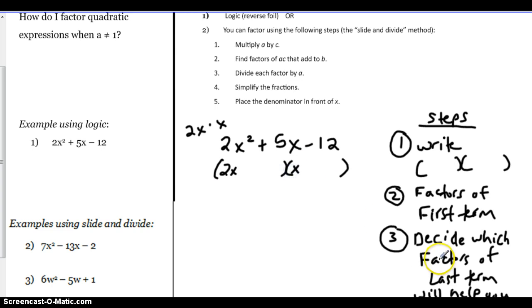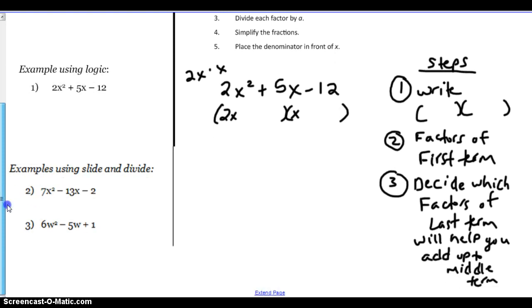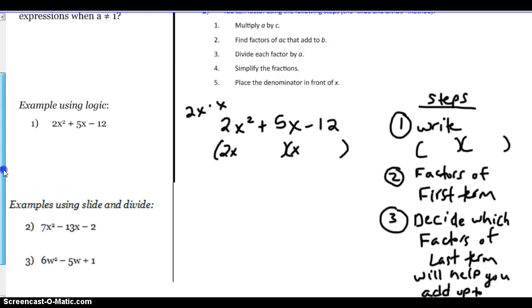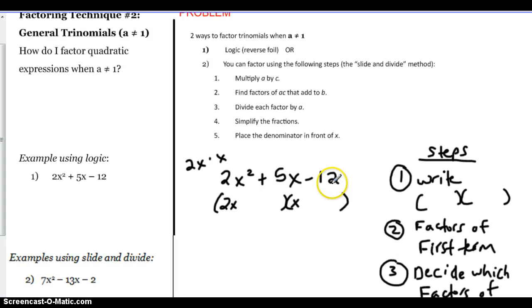Then step number 3: we decide which factors of the last term will add up to the middle term. So go ahead and pause the video and think about your factors of negative 12. Write out the options that might help you make it work. Okay, so I wrote out all the possible options that would multiply to negative 12, 2 different factors. And now I have to decide which 2 and which place I will put them in.